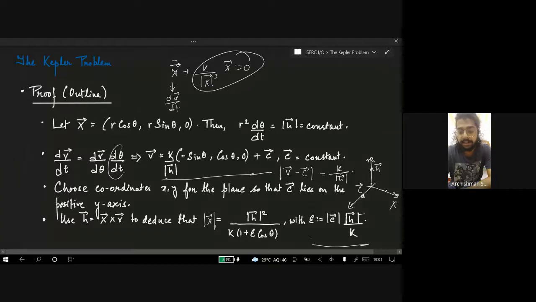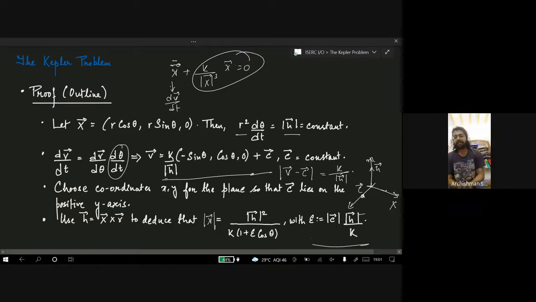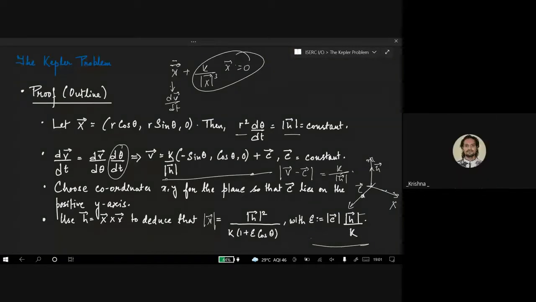and for d theta by dt you plug in norm h by r squared. Yes, and then from there you have an equation of the form dv by d theta equal to something, and then you can integrate. So we will integrate with respect to theta. You're finding v as a function of theta.